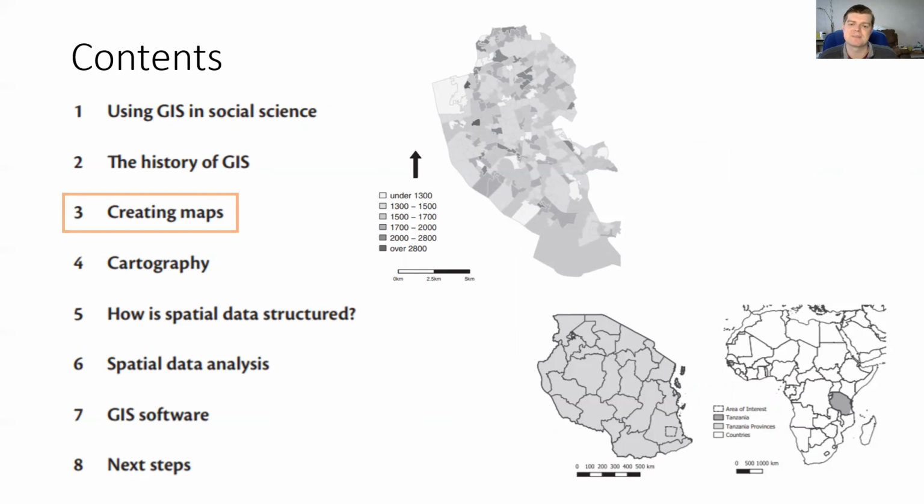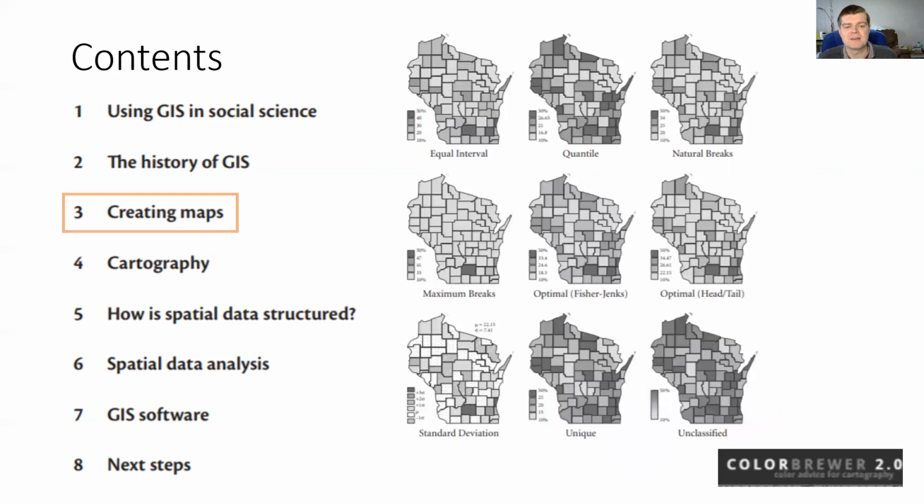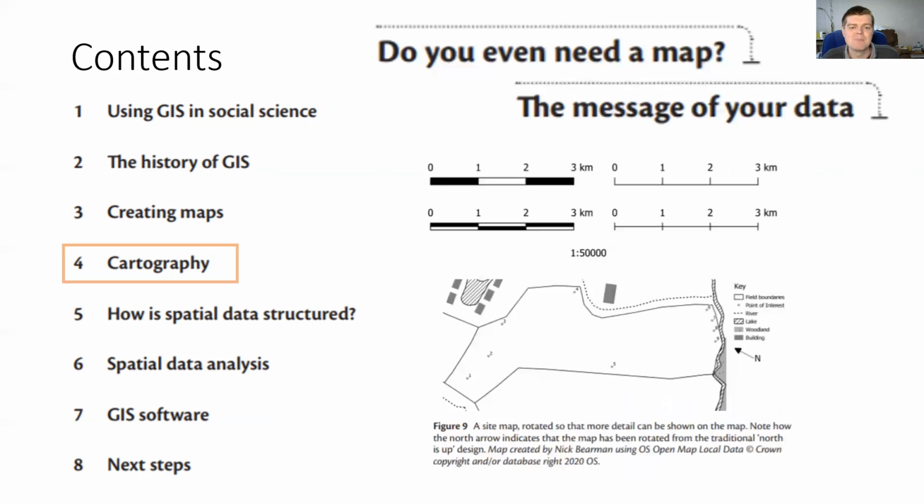We talk a bit about creating maps, so different types of maps, choropleth maps, inset maps, and so on. We also say quite a bit about classification and how we deal with that with choropleth maps, which is vitally important. We also talk about cartography and think about what is the message of your data. There are quite a few times where you've got spatial data, but maybe a map is not necessarily the best way of representing it. So do you even need a map? Maybe not. We also cover the importance of things like scale bars, north arrows and legends, and so on and so forth.